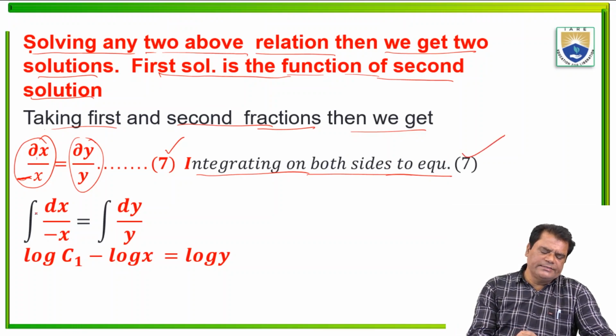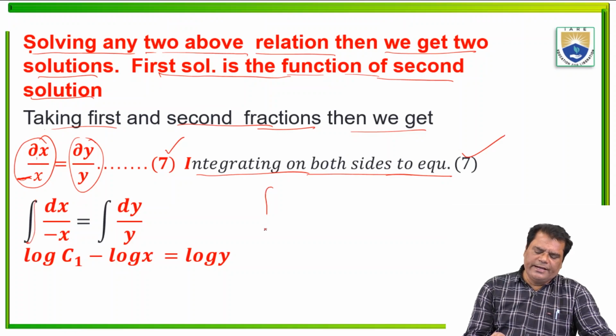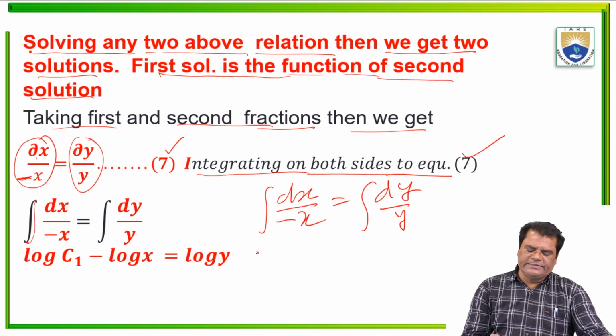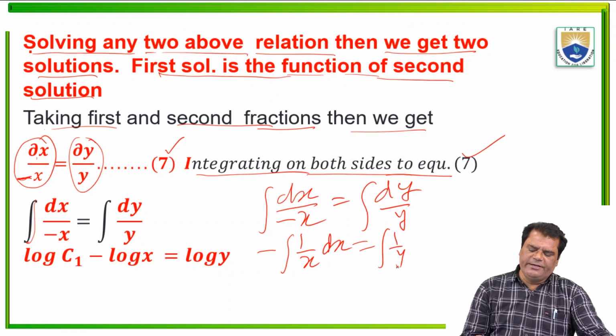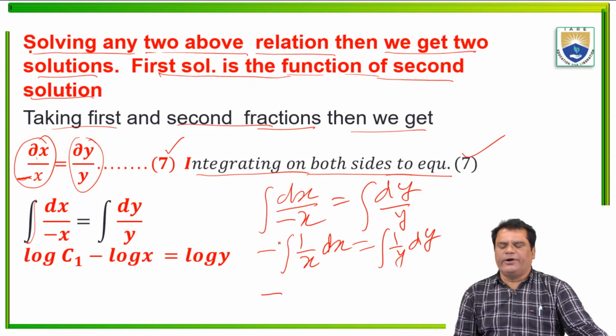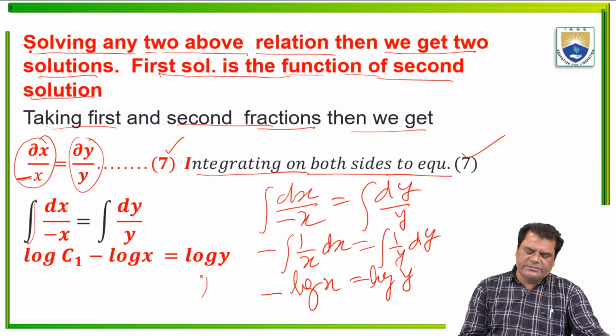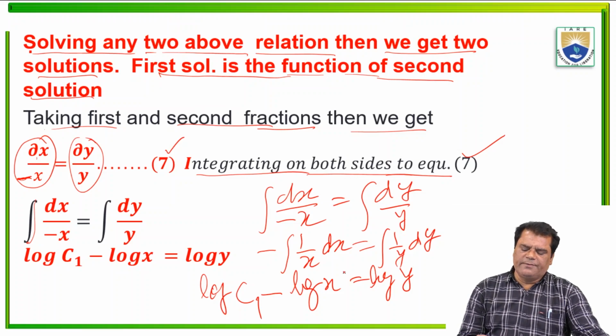Integrating dx upon minus x equal to dy upon y. Now minus is common: minus 1 upon x dx equal to 1 upon y dy. So minus the integration of 1 upon x is log x, and the integration of 1 upon y is log y, and adding a constant log c1. So taking this term to this side.